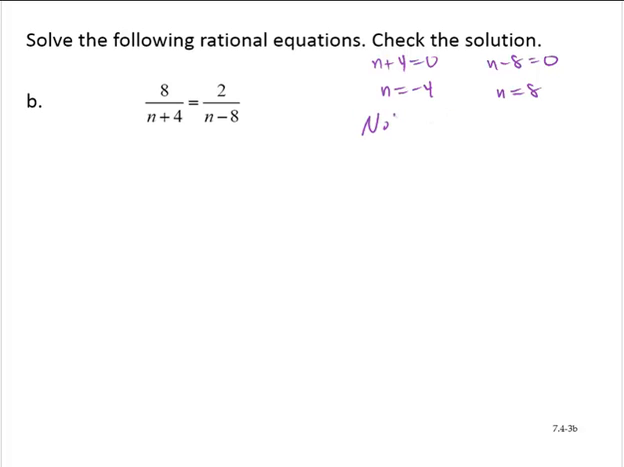So, let's note that n cannot equal -4, and n cannot equal 8. So let's exclude those values. And since we see only two distinct factors in the denominator, then our LCD is just the product of those distinct factors, n plus 4 by n minus 8.